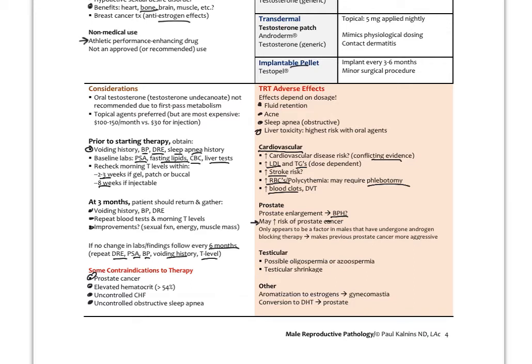In the testes, high testosterone or supraphysiologic levels can actually induce oligospermia or azoospermia, so decrease the sperm numbers and sperm counts, and then cause testicular atrophy and shrinkage. And we see this, for example, in steroid abuse in athletes. It actually causes the testes to become very small, and a man will become infertile with those supraphysiologic doses. Again, there are other effects: aromatization to estrogens could cause gynecomastia, as well as abdominal fat deposition, and conversion to dihydrotestosterone could cause prostate enlargement.